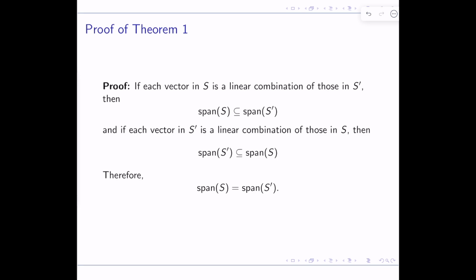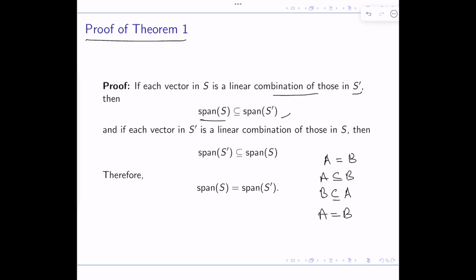Okay, how do we prove this? So let us prove it. Proof: let us see the proof of theorem 1. If each vector of S is a linear combination of those in S dash, then we can say that span of S is contained in span of S dash. Because if I want to prove A equal to B, I have to say A is contained in B and B is contained in A, then I can say that A is equal to B. How do I say? If any X belongs to A also belongs to B, then we say A is contained in B, right?